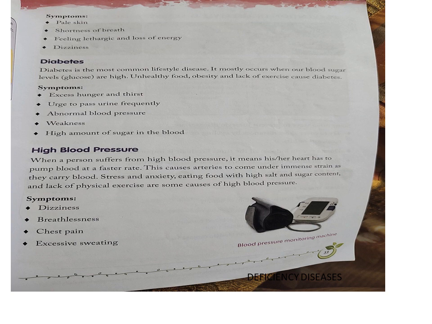The symptoms of diabetes, as you must have seen in your family members also, are excess of hunger, thirst, urge to pass urine frequently, weakness, and a high amount of sugar in the blood. What is high blood pressure? Your blood pressure is higher compared to what it should be in the normal range. So that's the reason the patient has to take medicine for both diabetes and high blood pressure. The symptoms in both are mainly dizziness, breathlessness, chest pain, and excessive sweating.